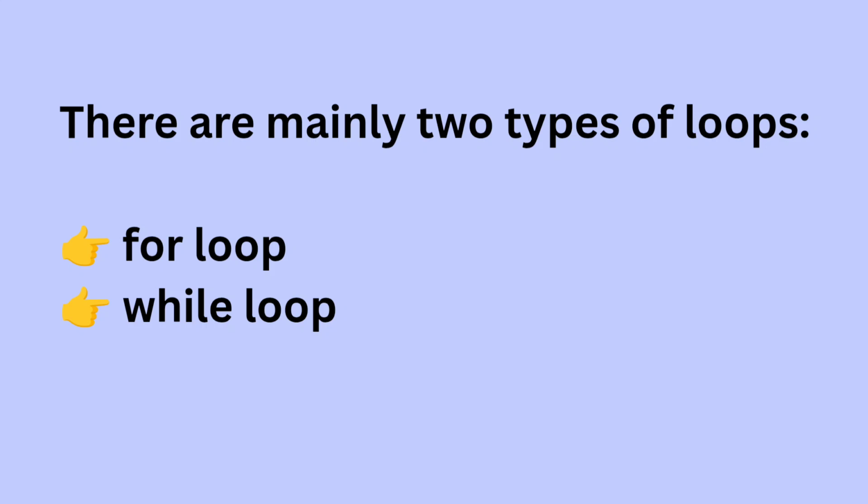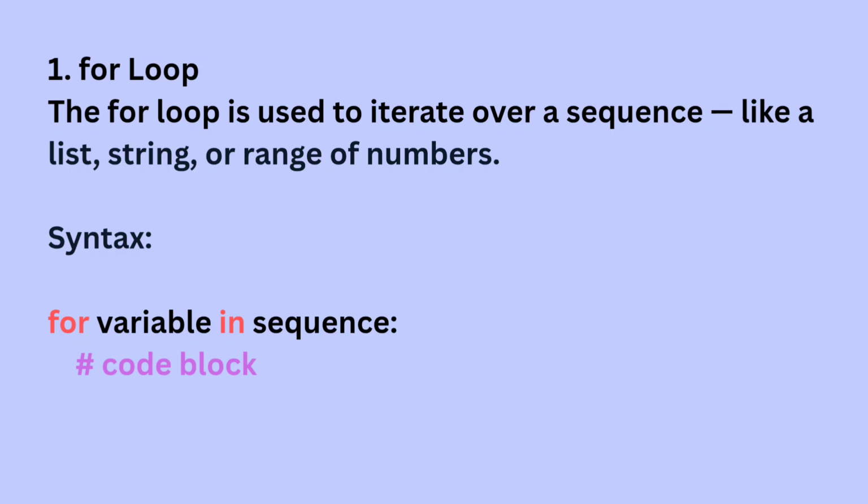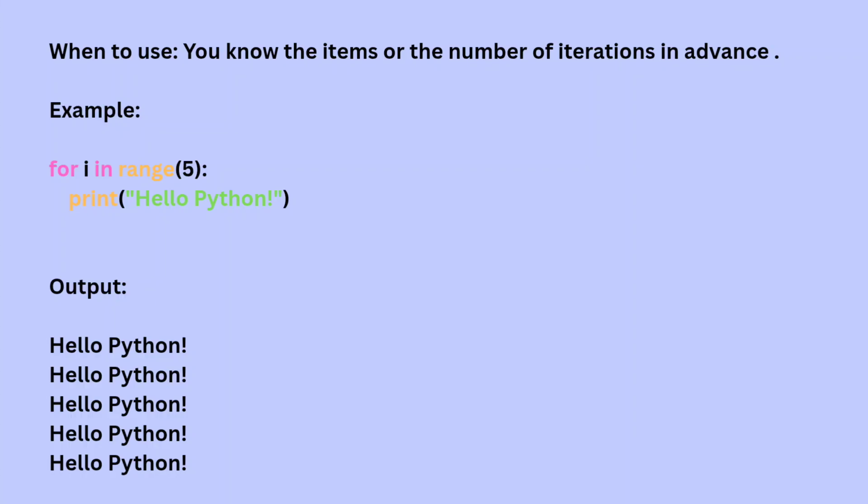So there are mainly two types of loops. First one is the for loop and the other one is the while loop. Let's see about the for loop. The for loop is used to iterate over a sequence like a list, string, or a range of numbers. Here is the basic syntax of the for loop. It is used when you know the items or the number of iterations in advance. Let's see an example. Here, range(5) gives numbers from 0 to 4 and the loop runs 5 times.